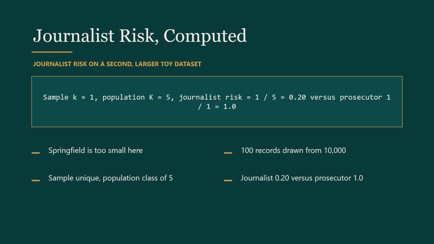Now compute both models on the same record. The prosecutor knows this man is in the file. He queries, finds one matching record, and it is certainly his target. Prosecutor risk equals 1 over 1, which is 1.0. The journalist does not know whether the man was sampled.